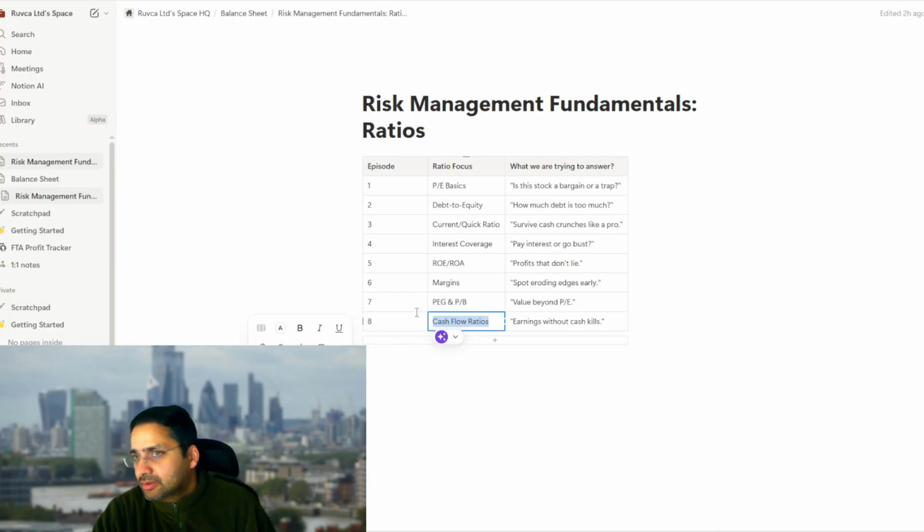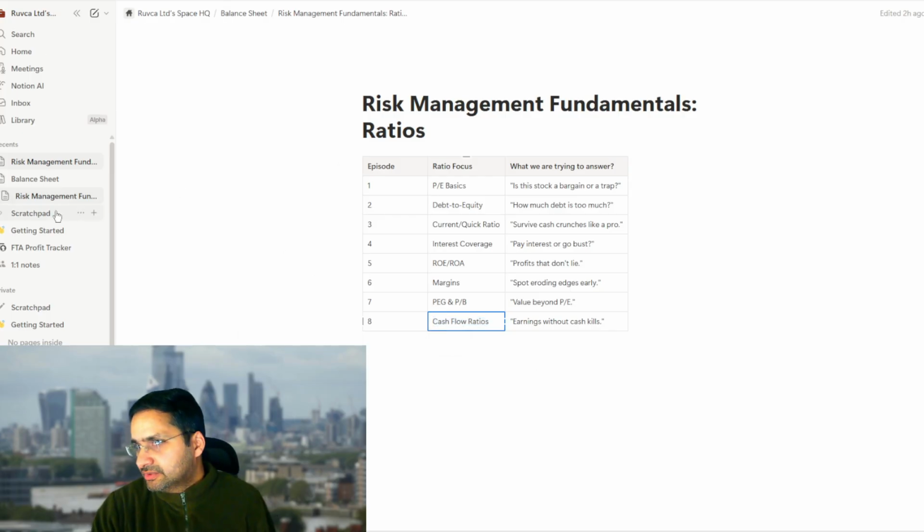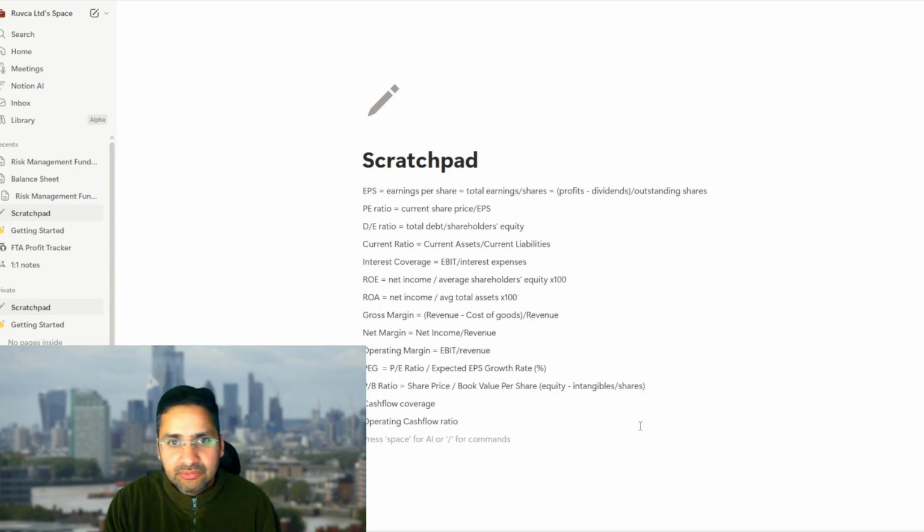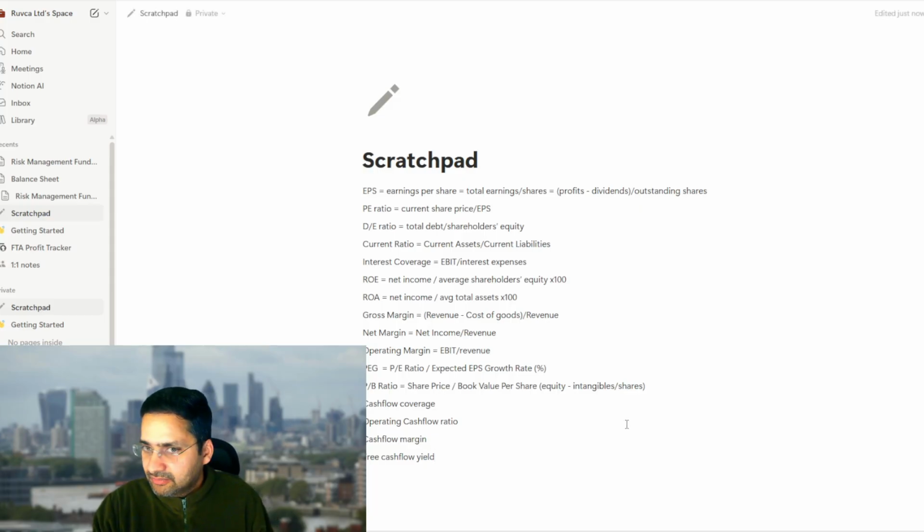So next we are going to talk about cash flow ratios. The key cash flow ratios are these: cash flow coverage ratio, operating cash flow ratio, cash flow margin, and free cash flow, free cash flow yield.